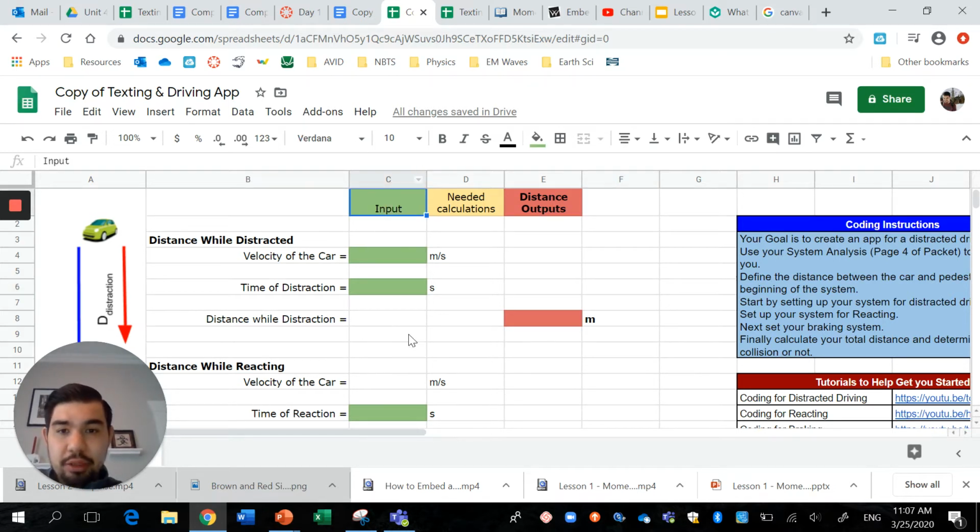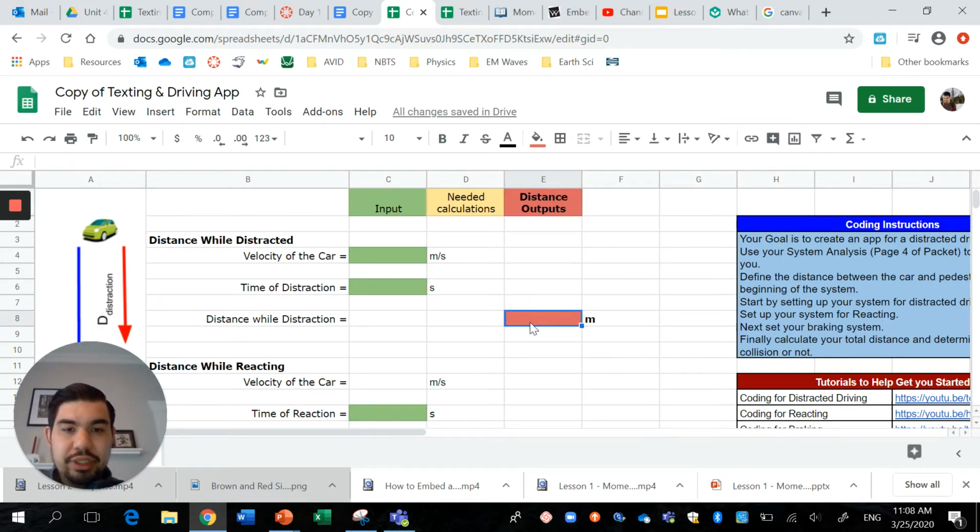Now you notice we have three columns. We have our input columns, which are colored green. This is where we input numbers ourselves. Yellow is where we need some calculations. And any of these red cells are going to be outputs. This is where we're going to create a computer code. We're teaching the computer what we want.